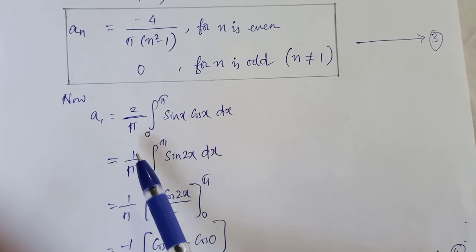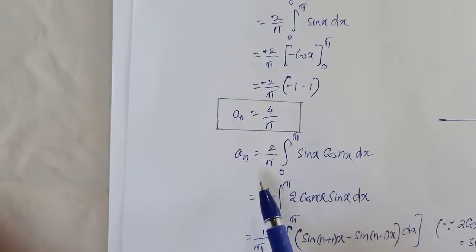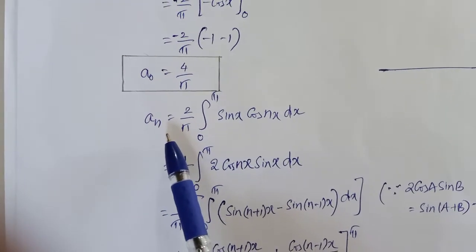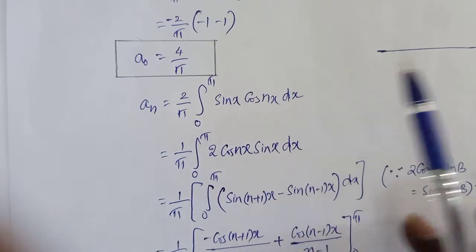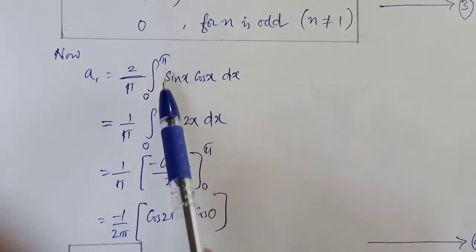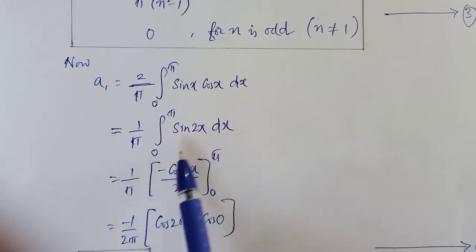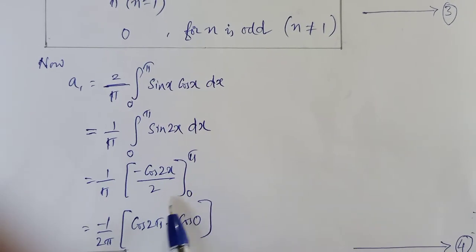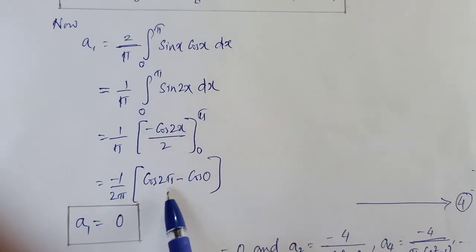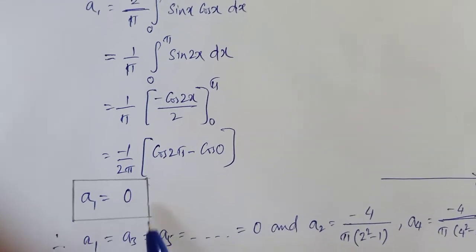So just by taking n equal to 1, we have to find a1 separately. Now we are finding a1 is equal to 2 by pi integral 0 to pi sin x cos x. Take this 2 inside, 2 sin x cos x can be written as sin 2x. So what is the integral of sin 2x? Minus cos 2x by 2, integral 0 to pi. You can take this minus also. This cos 2 pi is 1, minus cos 0 is 1. So this a1 is 0.